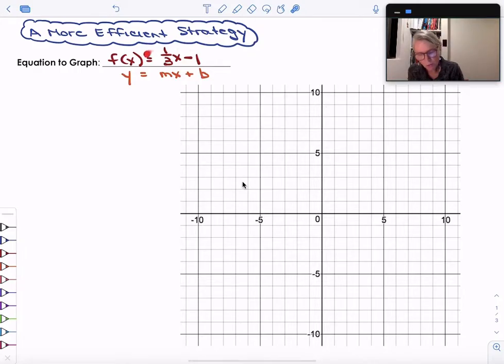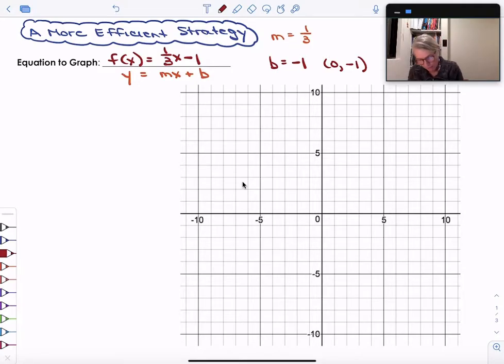So first I'm going to decode my equation, my function, using this pattern. I know from looking at this that my slope is equal to 1/3. It's the number being multiplied by x. And my y-intercept is -1 because it's the number being added. So I know that one point on my line will be (0, -1).